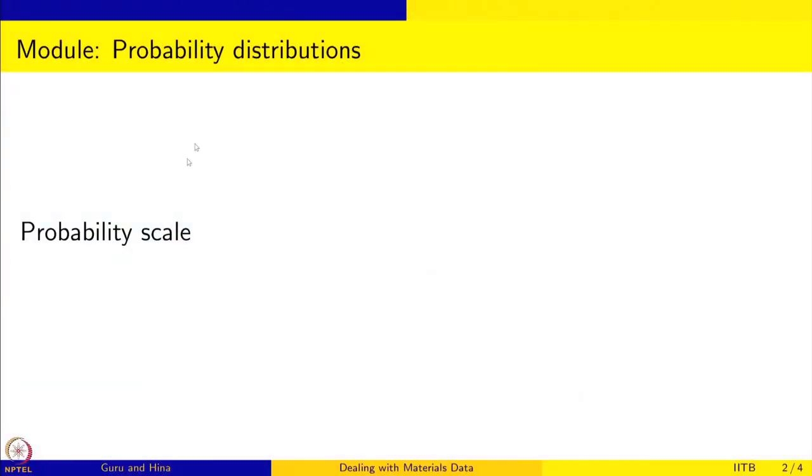Welcome to Dealing with Materials Data. We are looking at the collection, analysis and interpretation of data from material science and engineering. We are in the module on probability distributions, and specifically we are looking at normal probability distribution. And in this session we are going to talk about probability scale and other related things to check whether a given data follows a given probability distribution.